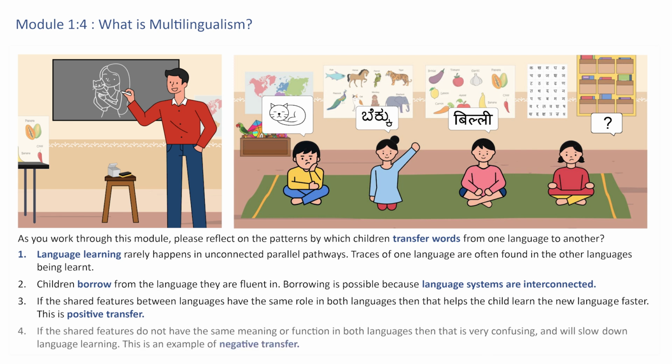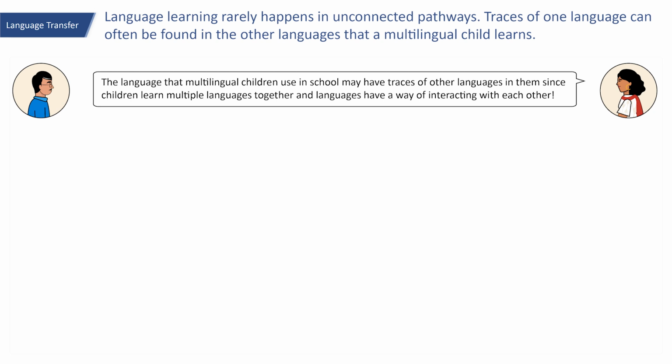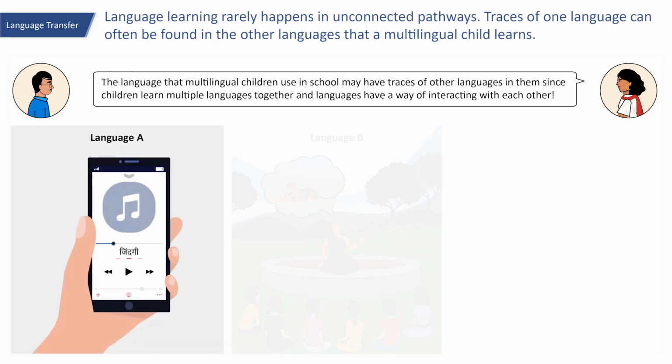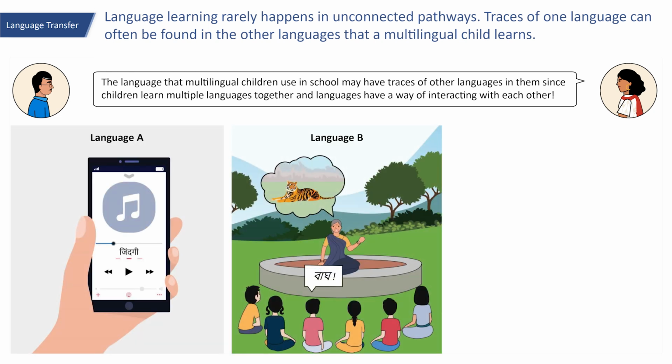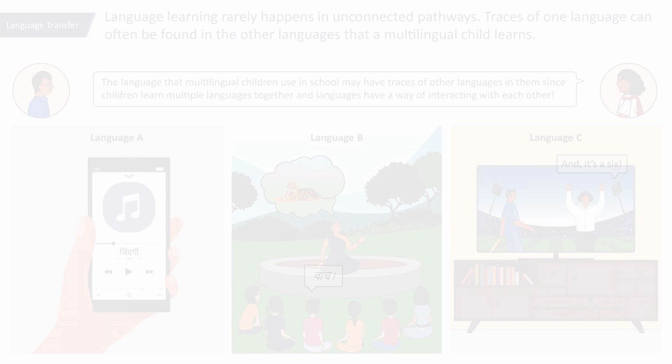If the shared features do not have the same meaning or function in both languages, then that is very confusing and will slow down language learning. This is one example of negative transfer. The language that multilingual children use in school may have traces of other languages in them, since children learn multiple languages together and languages have a way of interacting with each other.